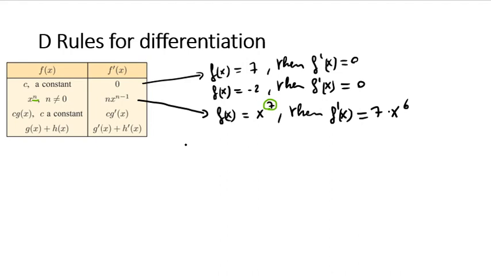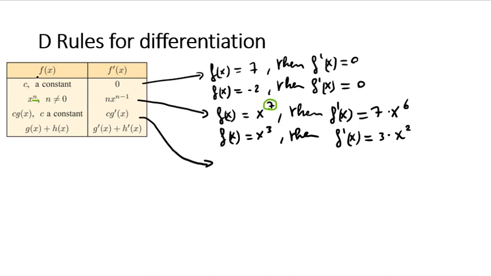Okay, let's take another example. For example, f of x is equal to x to the power of 3. Then we can say that the derivative is equal to, so the exponent 3 times x to the power of, and you lower the exponent by 1, so 3 minus 1, which is 2. So the derivative is equal to 3 times x to the power of 2. Okay. Let's check the third rule.